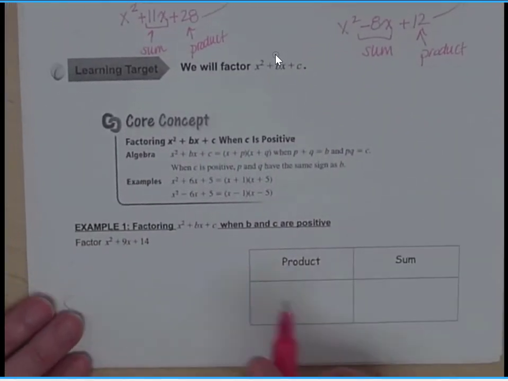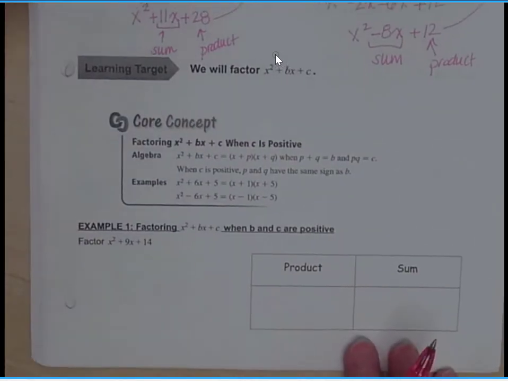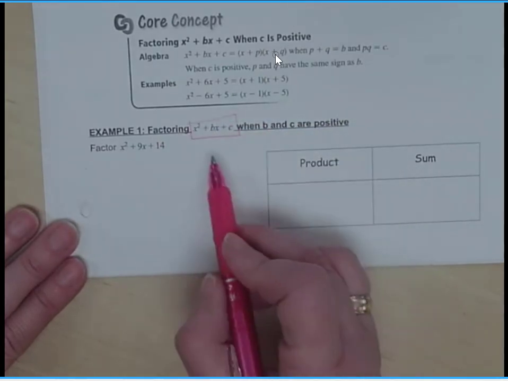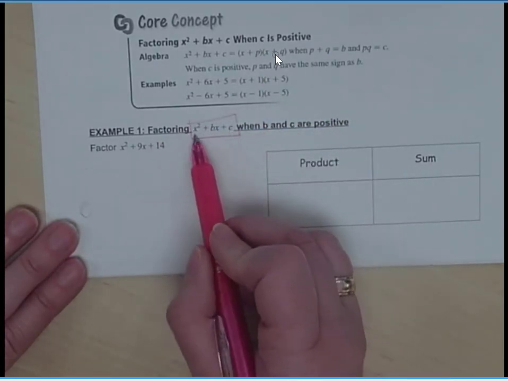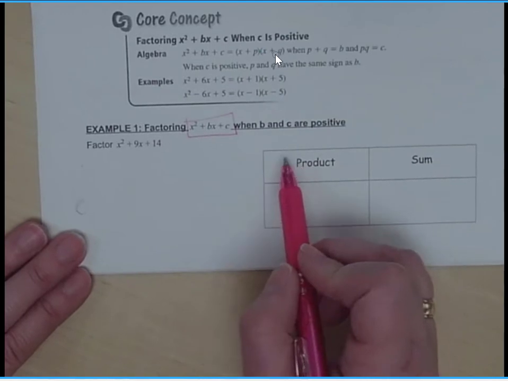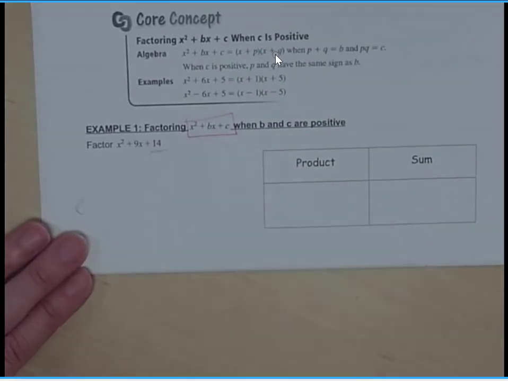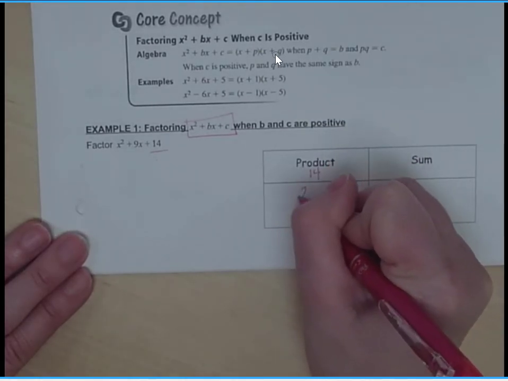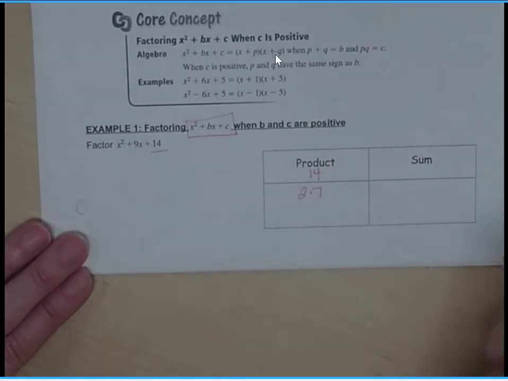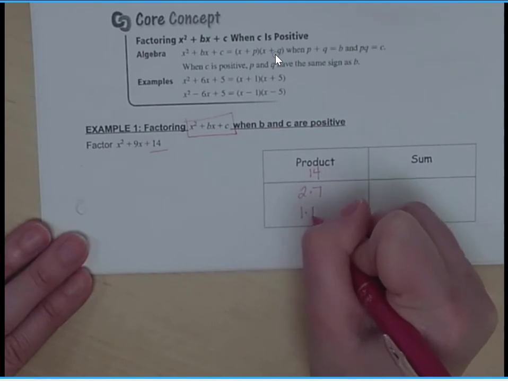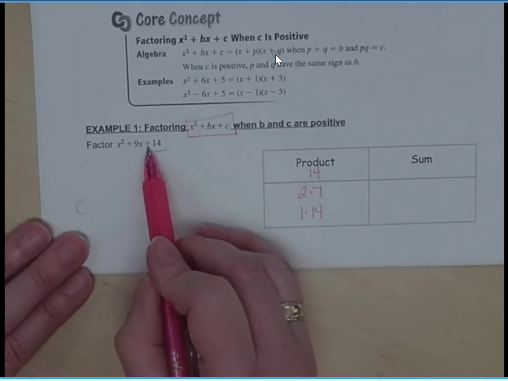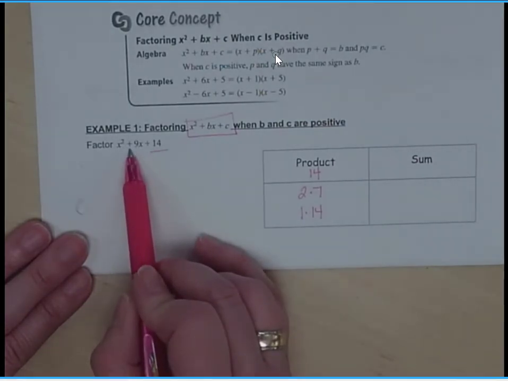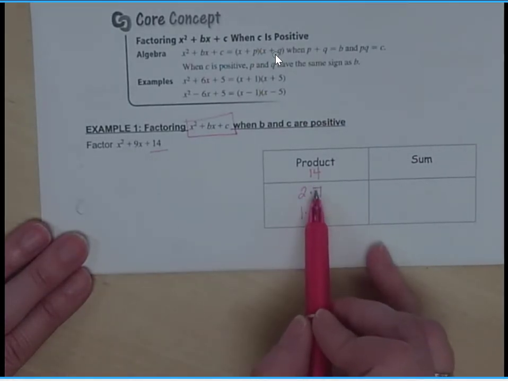So let's take a look here. So this is literally called the product sum method. Now this works when it's in the form of x squared plus bx plus c, meaning there's no coefficient here. So how can I get 14? Well, I can get 14 by doing 2 times 7 or 1 times 14. Now, I notice this is positive here, and this is positive. So I know that I'm going to end up with 2 positive numbers here.